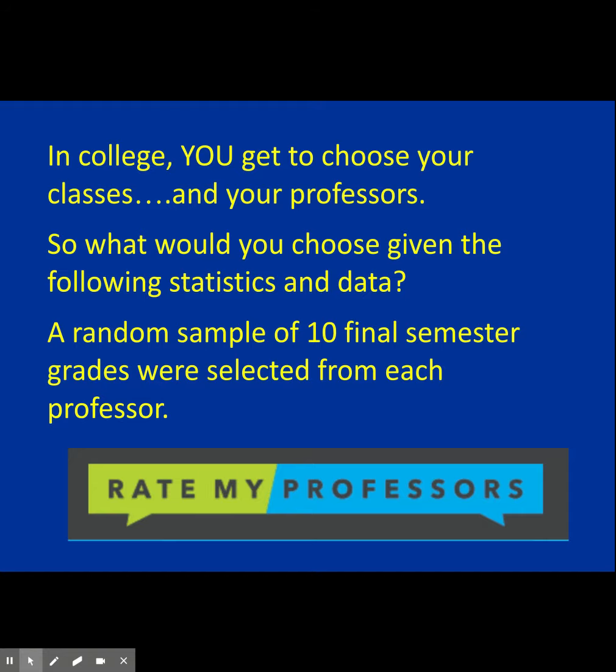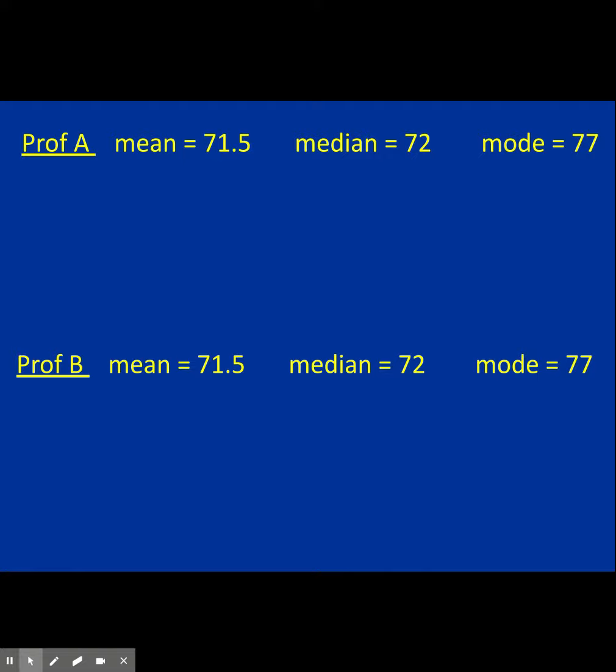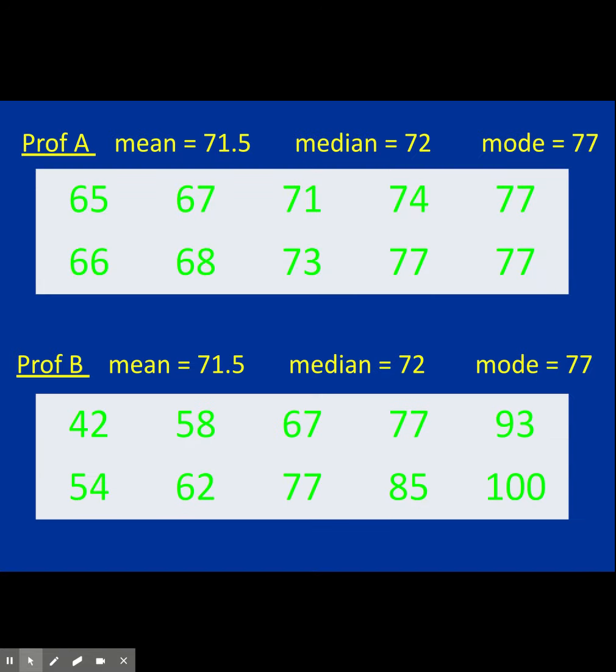So I'm going to show you two different professors, a random sample of 10 final grades that were selected from each one. Okay, notice that they have the same mean, the same median, and the same mode. So same average, same middle score, right? Same median and same mode, meaning the score that was the most common. Okay, but obviously the data points are very, very different, right?